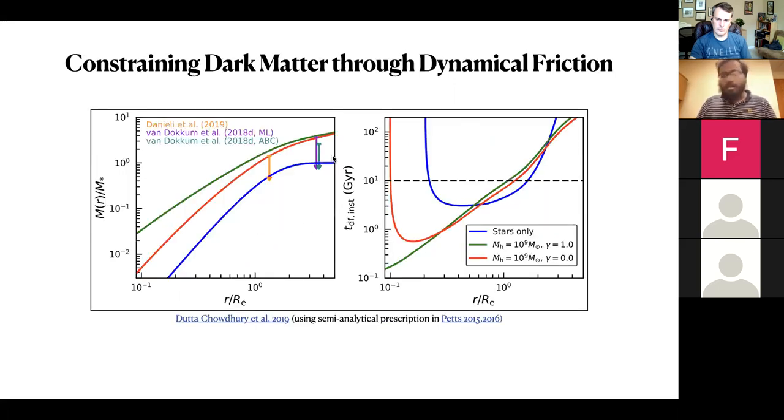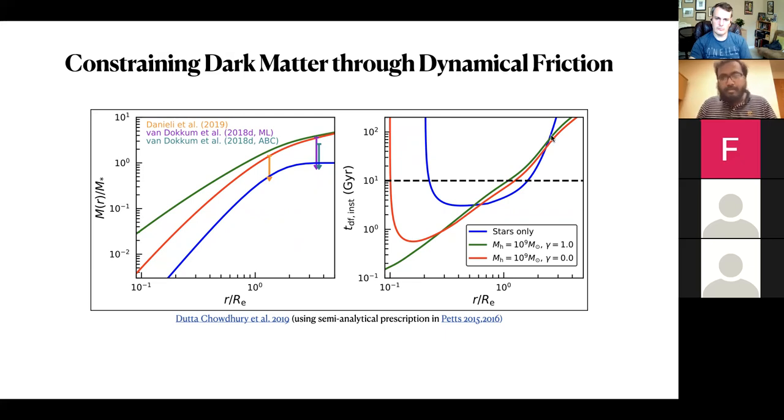But then what happens when you add dark matter? This we didn't do with simulation. Instead, we used semi-analytical prescriptions for dynamical friction. These are the three different mass models, if you remember. One is a model with no dark matter, then there is a core dark matter model, and there is also a cuspy dark matter model. We can look at the dynamical friction time scales in these three different models.